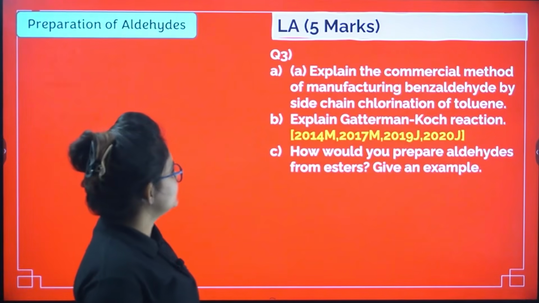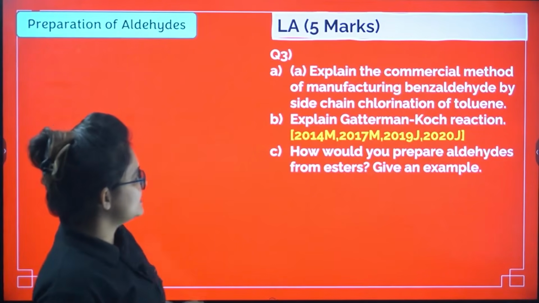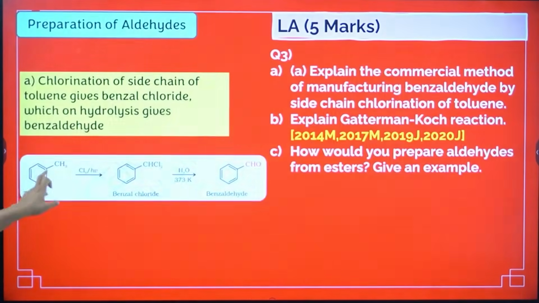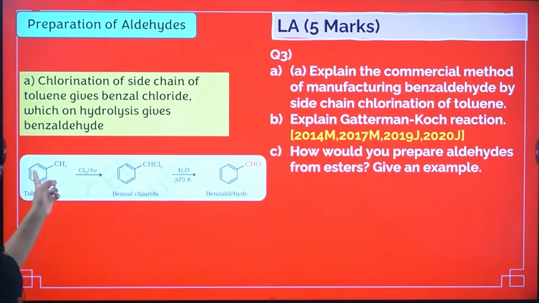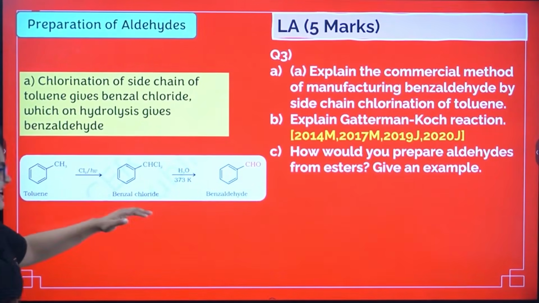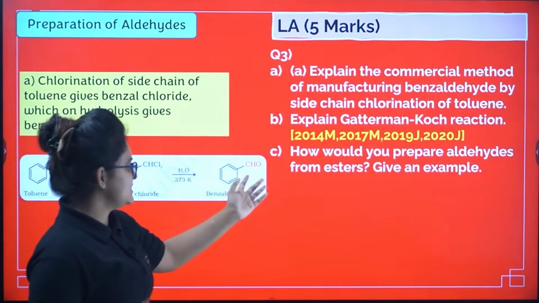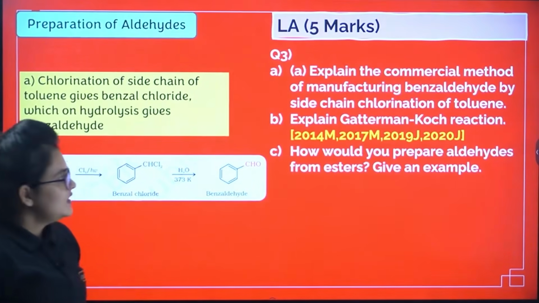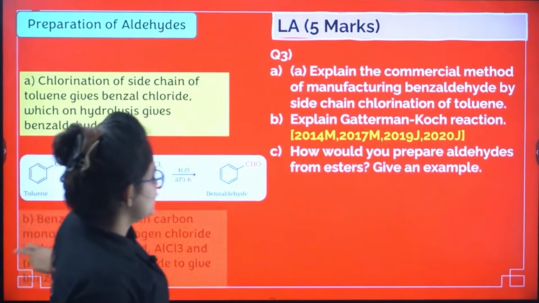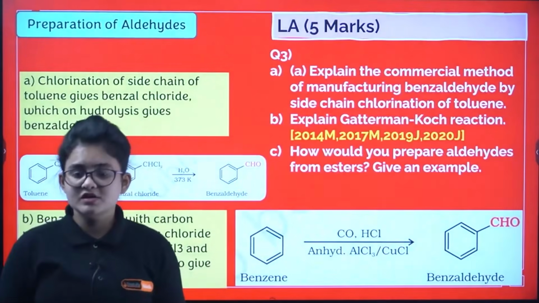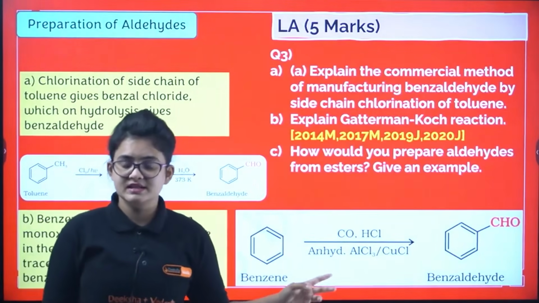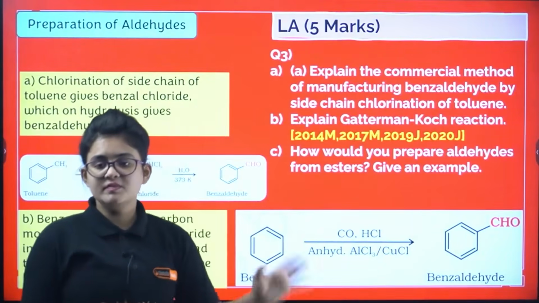Explain the commercial method of manufacturing benzaldehyde by side chain chlorination. At first you do the side chain chlorination in toluene. It will give you benzyl chloride. Then you hydrolyze it, and it will give you the benzaldehyde. Next, explain the Gattermann-Koch reaction. You can simply start with the benzene ring and treat it with carbon monoxide, HCl and anhydrous AlCl3 in presence of CuCl. It will give you the benzaldehyde.